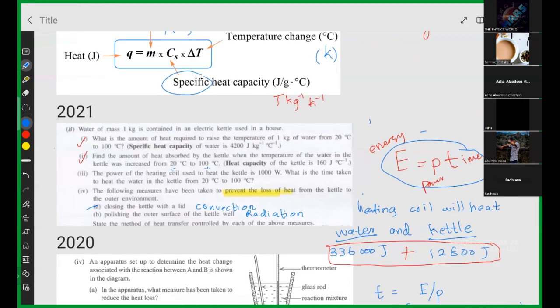So when you close the lid on the kettle, you can protect it from convection heat transfer, because outer air will not come and mix when you close it. Secondly, when you polish the outer surface, by radiation the heat will not move out. So that way you can protect it.